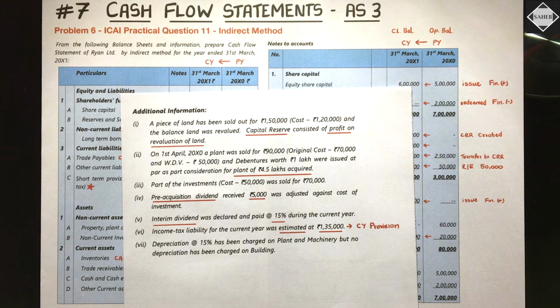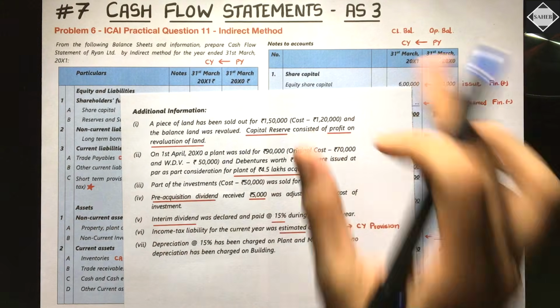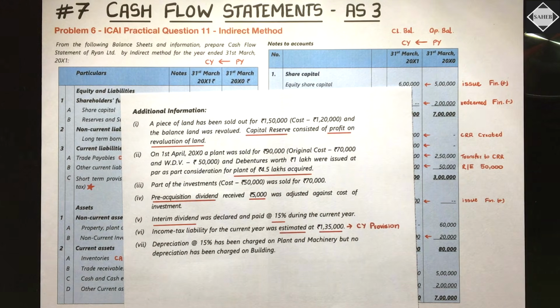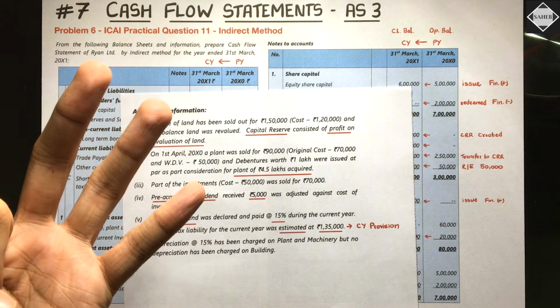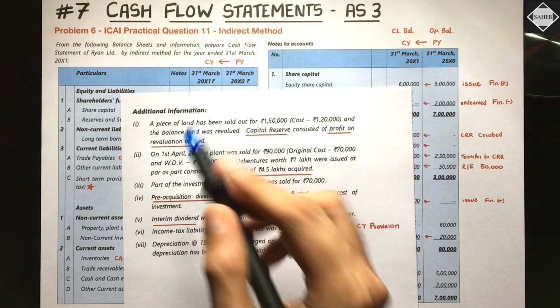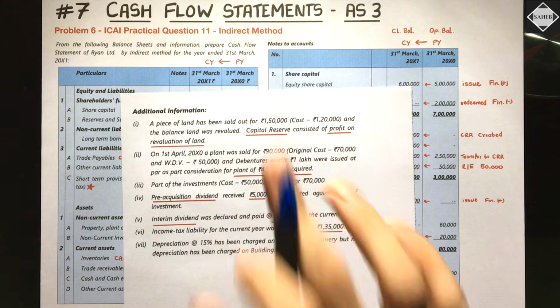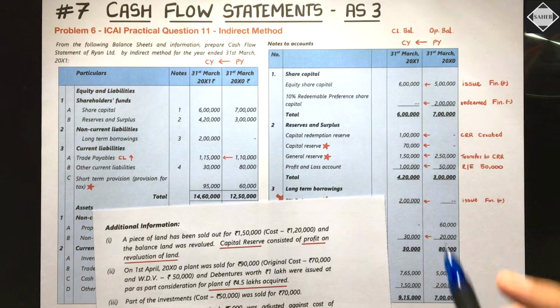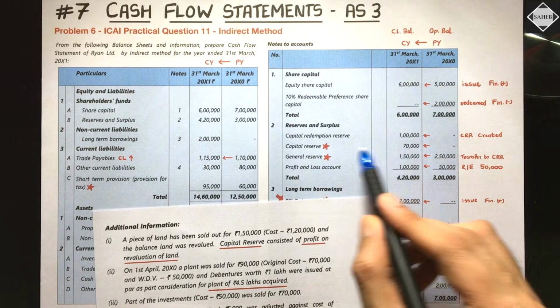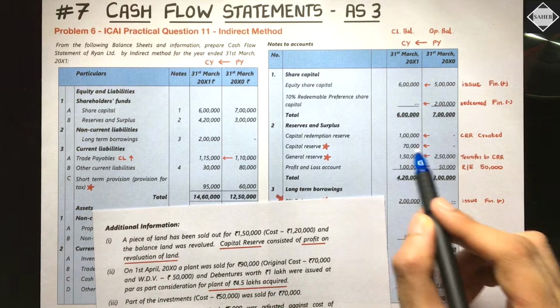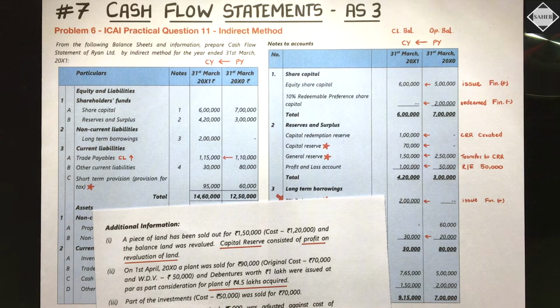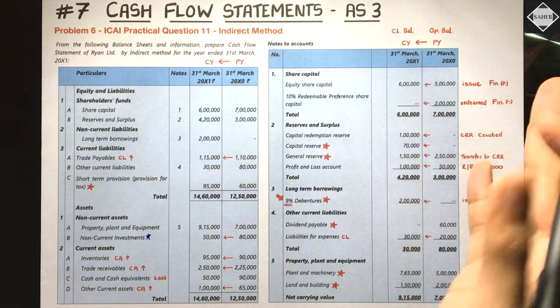So it's really simple. We have sold a land for 1,50,000. The cost of that land was 1,20,000. So obviously we have made how much profit? 30,000 profit. Easily you can understand. And then they're saying the balance land was revalued and whatever profit on revaluation was there, that is transferred to capital reserve. So if in the balance sheet we find 70,000 is there in the capital reserve, that is nothing but profit on revaluation of land. So let's just open the ledger account of land and building and you will easily understand everything regarding this, how it is affecting the profit and cash flow statement.